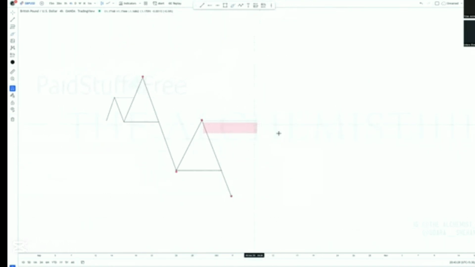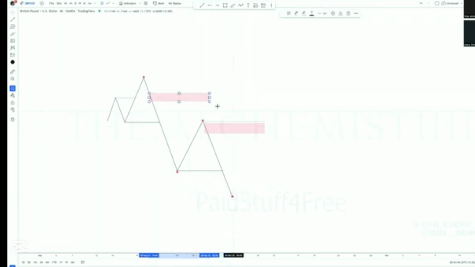Okay, so what we should first do is spot the liquidity. Once we spot this liquidity, we know that it's not safe for us to look for anything around here. So what we do is we look for something above that. Now remember, for this right here, this is the tricky part.